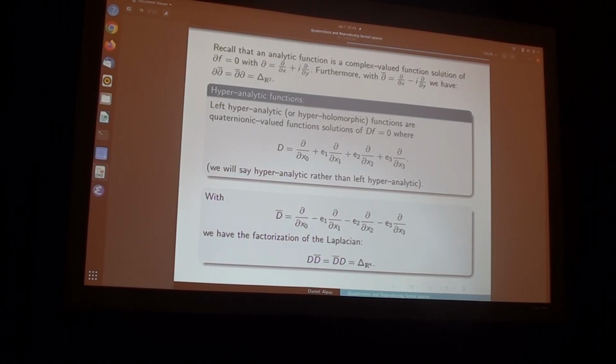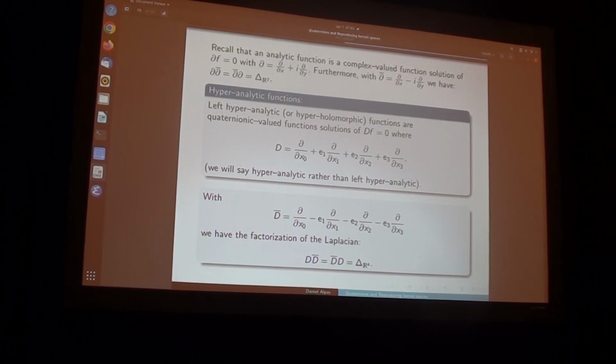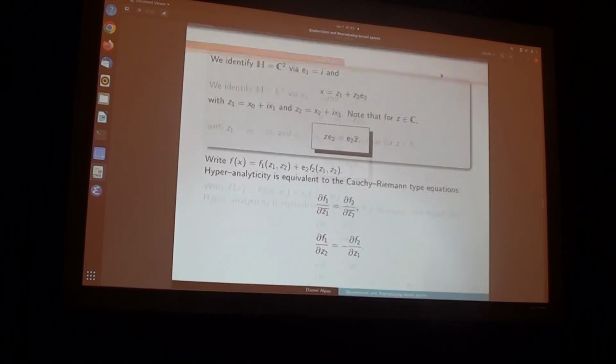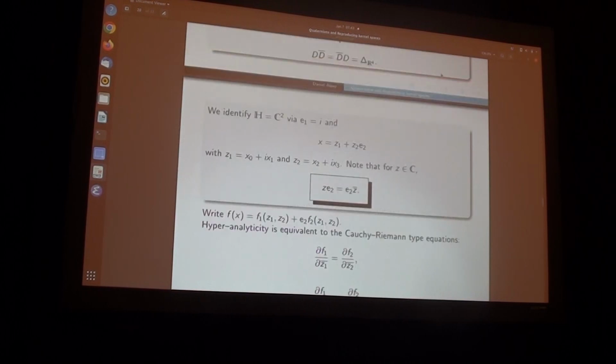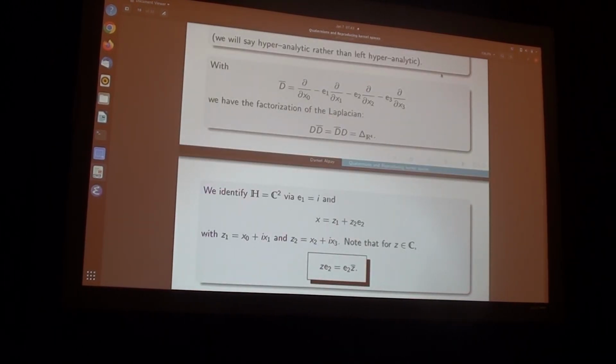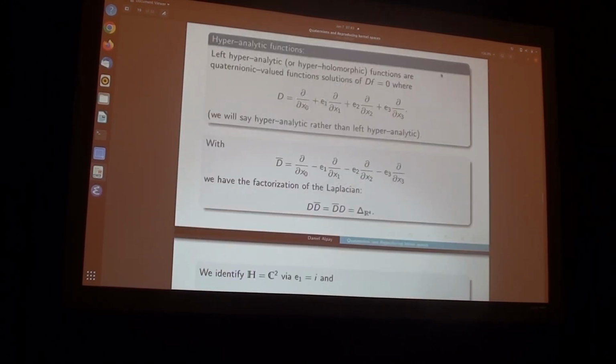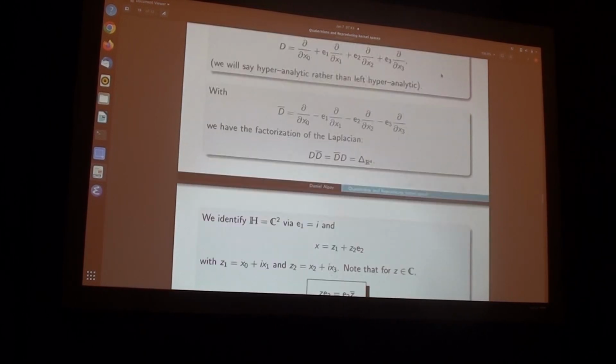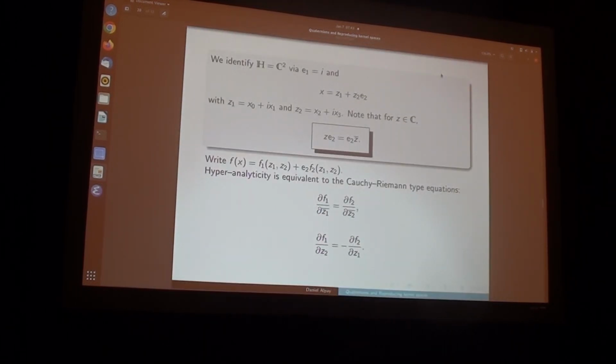You have this operator D. A function will be called left hyperanalytic if it's in the kernel of this operator. And if we take this other operator, you see that there is a factorization of the Laplacian in R4. So what does it mean in terms of classical function theory? If you identify the quaternions with C squared, and also the function, you see that if you write your function f1 plus e2 f2, you have this kind of Cauchy-Riemann type equations.